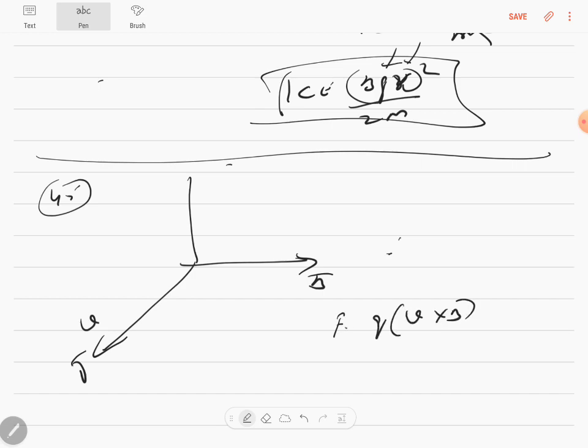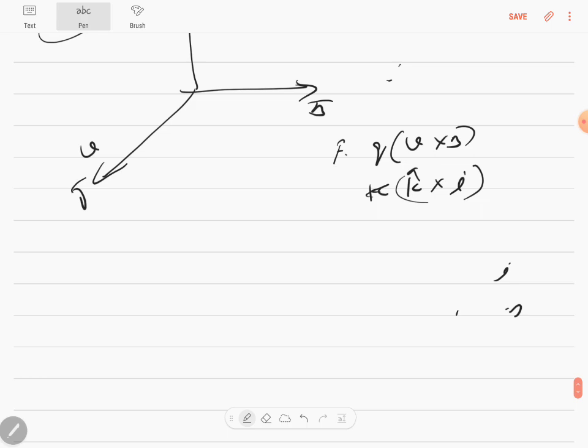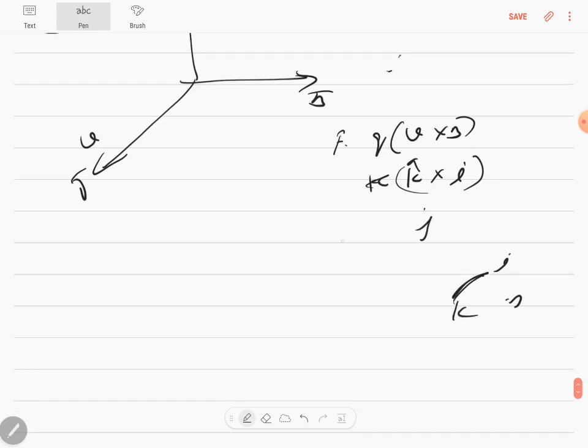What is the direction of v? It's positive k. What is B? It's i. And what is k cross i? k cross i is j. The force will be acting along the positive y direction.